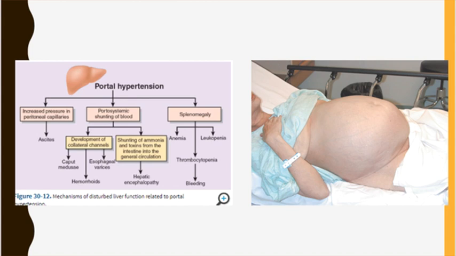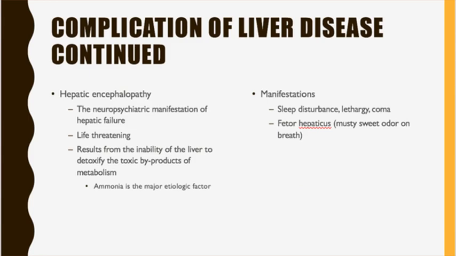So another complication of liver disease is, let me switch the slide so you can see what I'm seeing. Okay, hepatic encephalopathy. It's the neuropsychiatric manifestation of hepatic failure. It is life-threatening, and it results from the inability of the liver to detoxify the toxic byproducts of metabolism, with ammonia being a major etiologic factor.